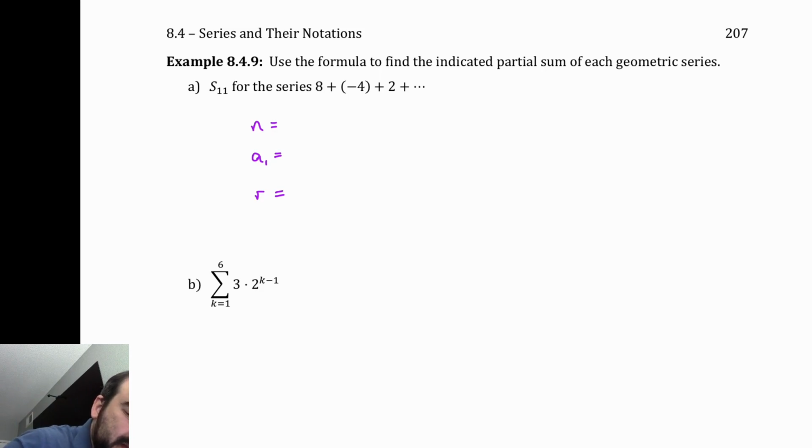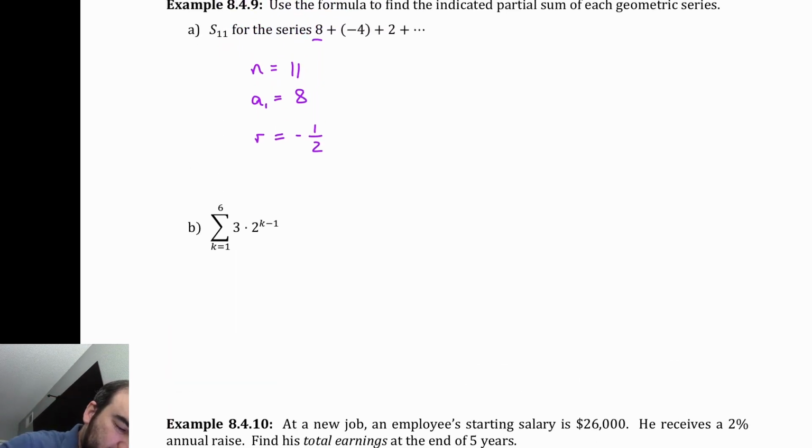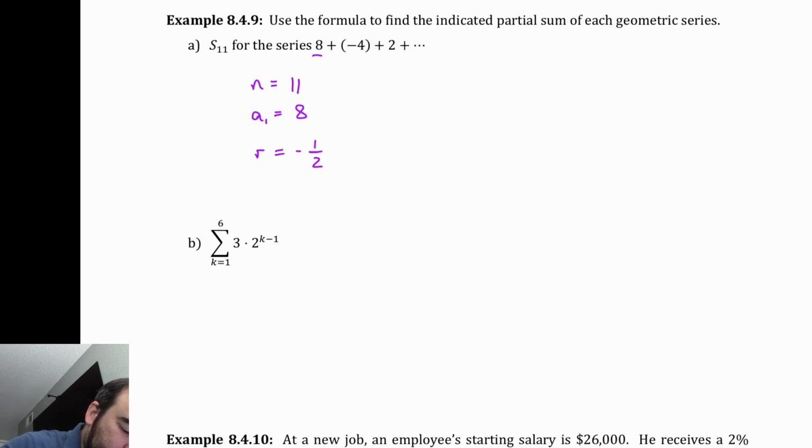First of all, the question says that it's a geometric series, but in an exam situation, it may not say. It may say identify what kind of series it is and then find the sum. So you'd have to look at this and say, okay, this is a geometric because we're multiplying by negative half every time, which is my r actually. The first term I can see here is 8, right? That's my first term. And then the number of terms is given to me here. It wants me to find the sum of the first 11 terms. So we plug in the 11 here. And I think this one was actually done in the video. So I'm going to do a different example here. Let's look at part B.